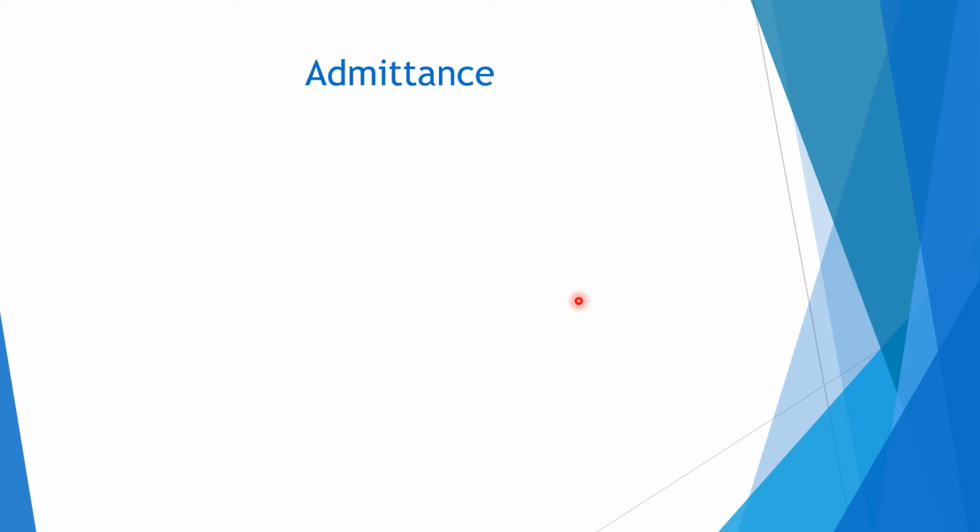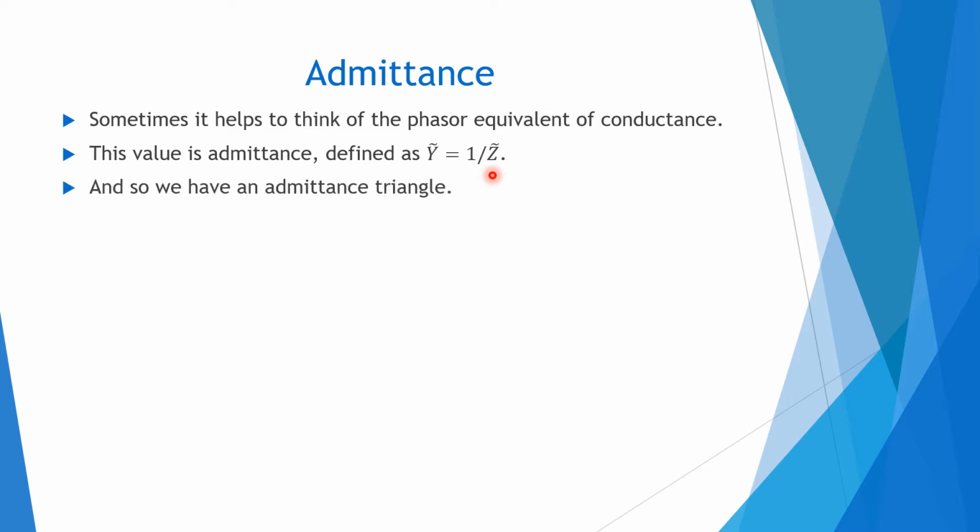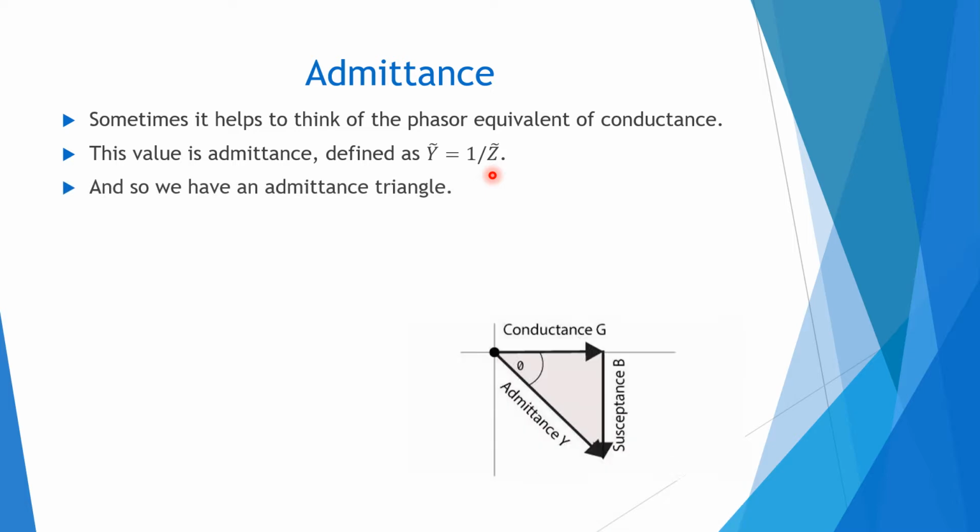And now we take a step back to observe complex conductance. So we had talked about complex resistance, so we should also talk about the inverse of that, right? So we define a value called admittance, which is 1 over impedance. And once again, since this is a complex quantity, we will try to break it into real and imaginary components, and hence we have an admittance triangle.